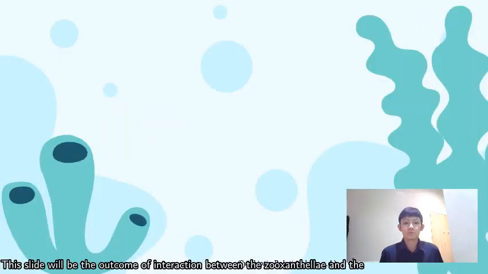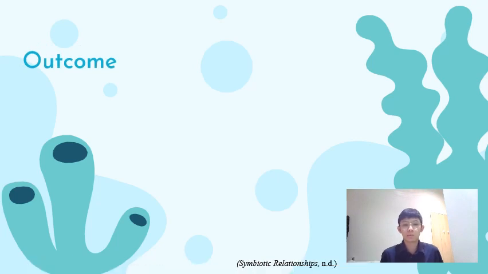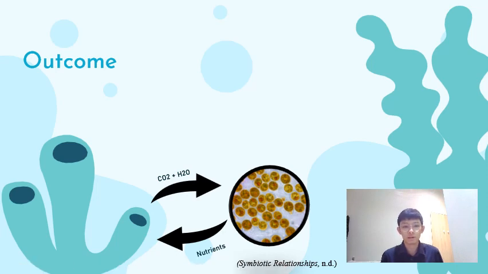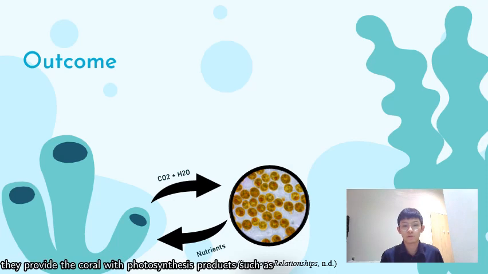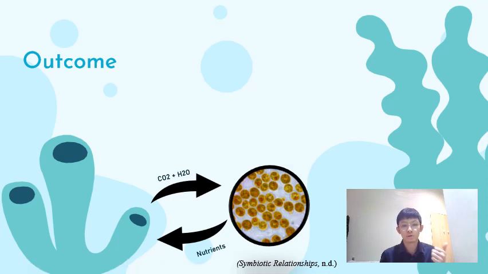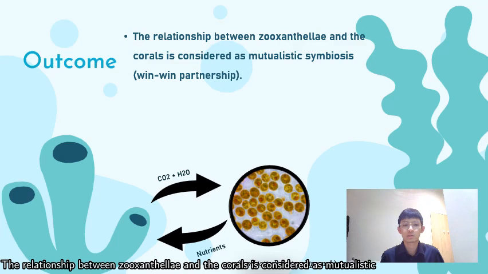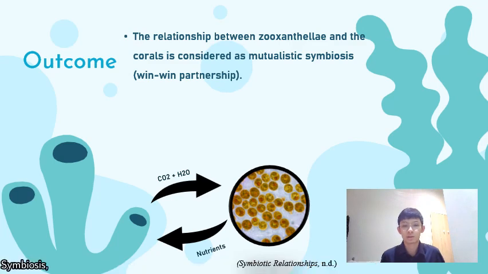This slide will be the outcome of interaction between the zooxanthellae and the coral reefs. Carbon dioxide and water are byproducts of cellular respiration in coral polyps. The zooxanthellae cells use carbon dioxide and water from coral polyps to perform photosynthesis. They provide the coral with photosynthesis products such as glucose, glycerol, and amino acids. The relationship between zooxanthellae and the corals is considered a mutualistic symbiosis, which means they benefit each other.